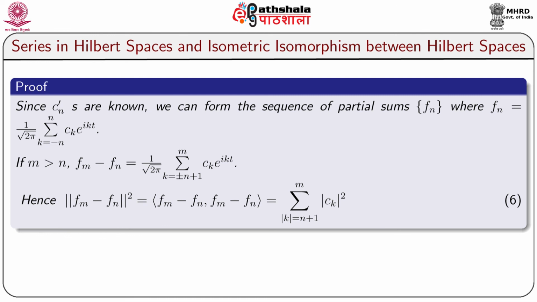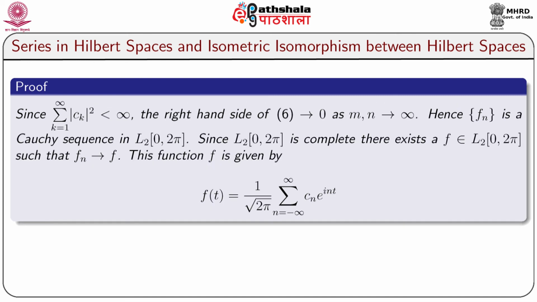Now, norm of Fm minus Fn square equal to inner product Fm minus Fn comma Fm minus Fn is equal to sigma modulus of k equal to plus minus n plus 1 to m modulus of ck square. This is equation number 6. Since sigma k equal to 1 to infinity modulus of ck square is finite, the right hand side of equation number 6 tends to 0 as m comma n tends to infinity.